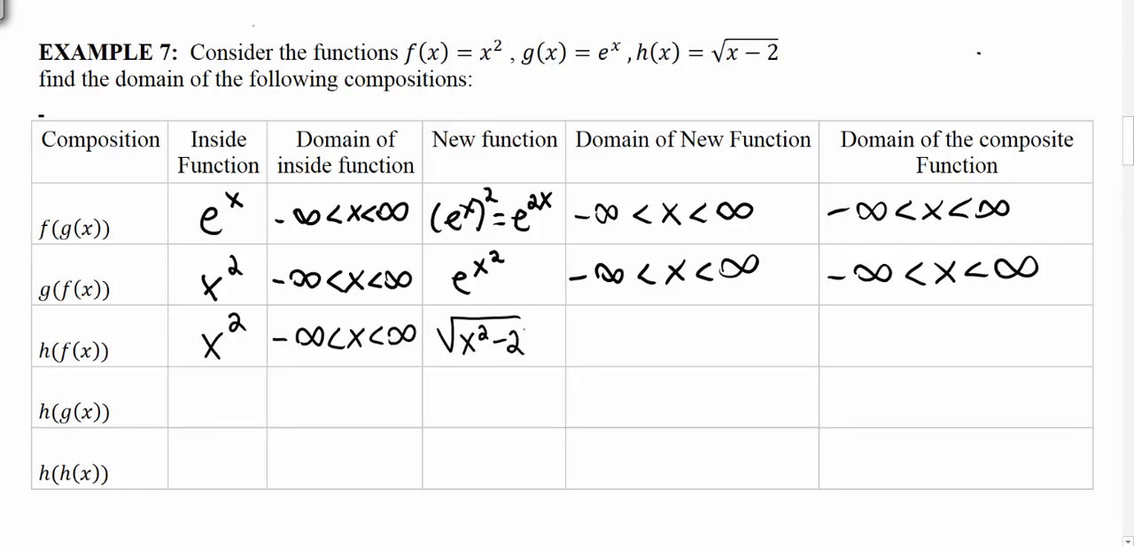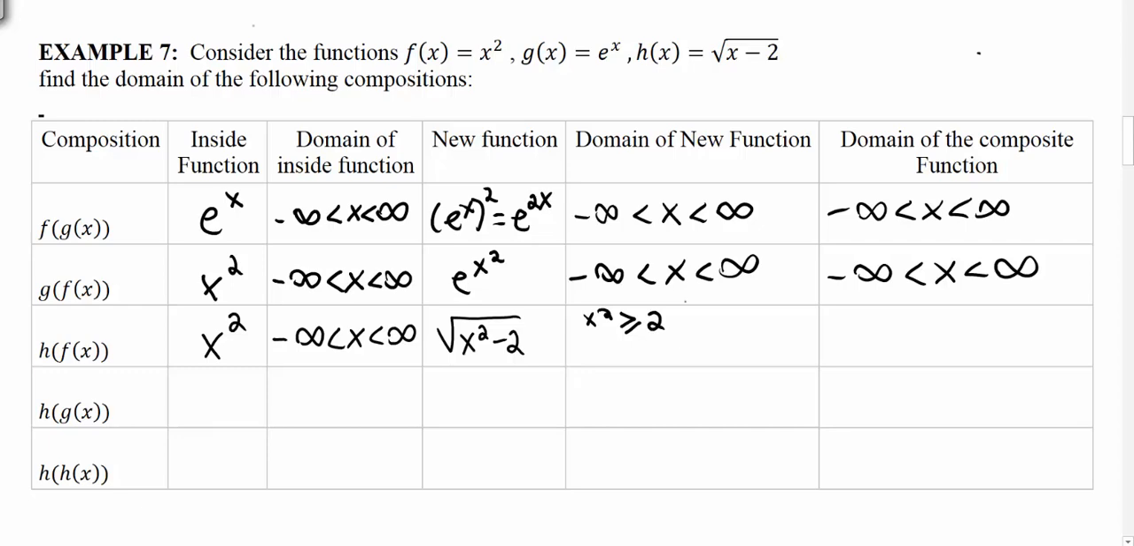Thinking about square roots, when we think about domain, we have to be really careful because we don't want whatever is underneath the square root to be negative. So it's really important that x squared minus 2 is always greater than or equal to 0. Well, if x squared minus 2 is greater than or equal to 0, we need x squared to be greater than 2. So here, we can write x squared has to be greater than or equal to 2.